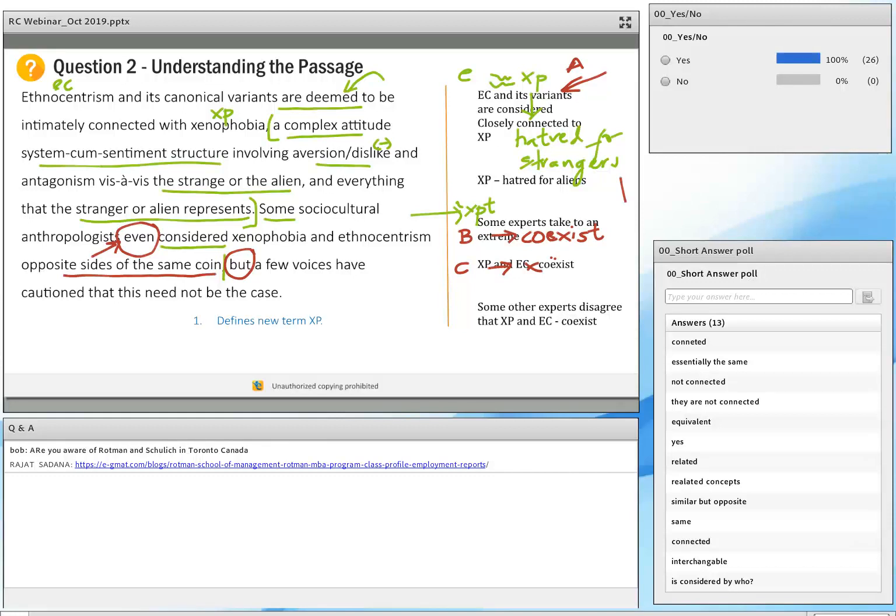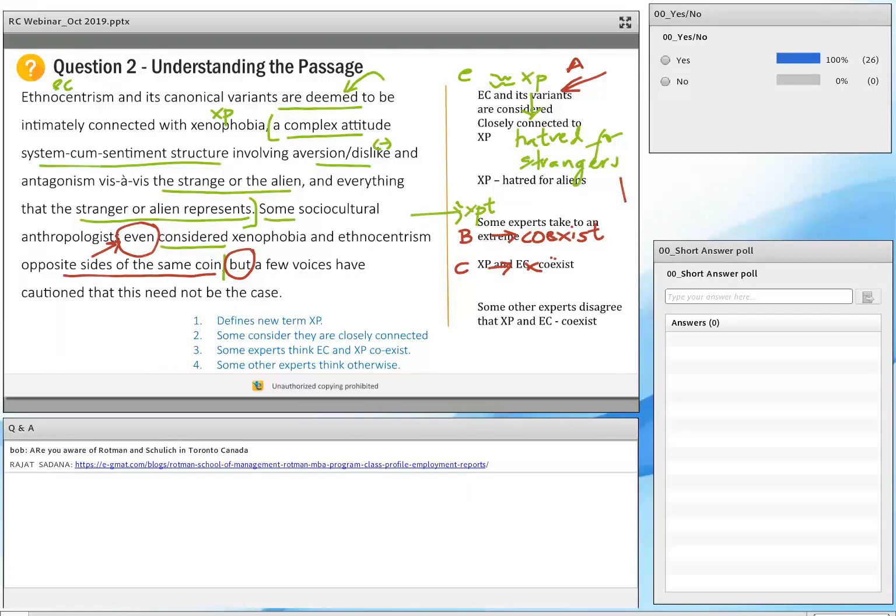Okay, so essentially in this passage, the author defines a new term. Some consider they are closely connected. Some experts think EC and XP coexist. Some experts think otherwise. Now, in all of these four things, which one does the author believe in? There are four items over here. Defines XP. Some consider they are closely connected. Some experts think EC and XP coexist. Some other experts think otherwise. The author only agrees with number 1 here.